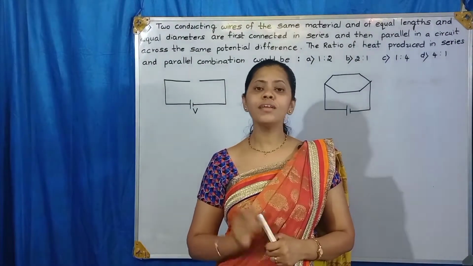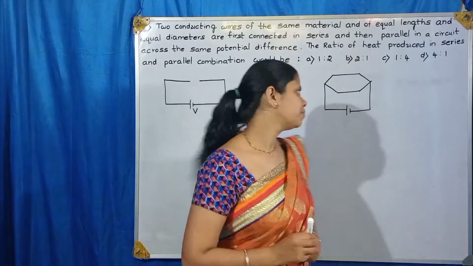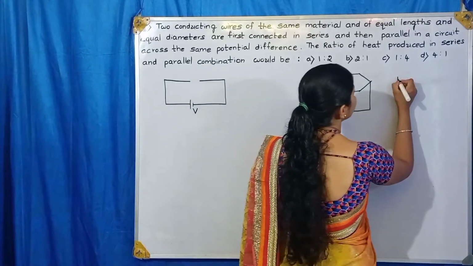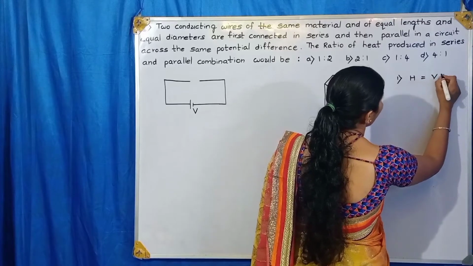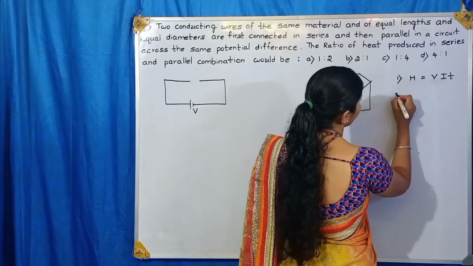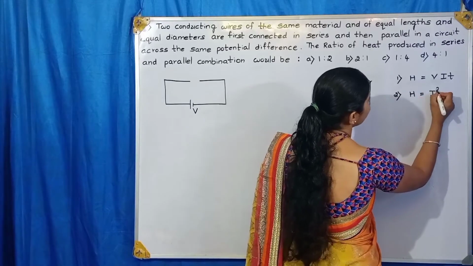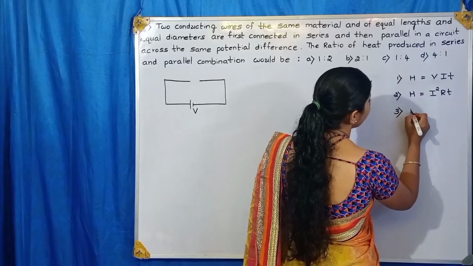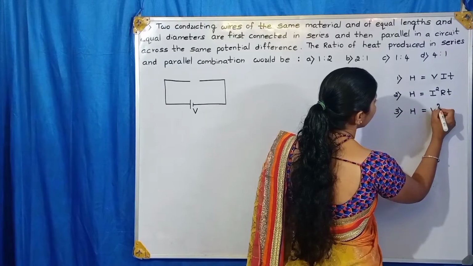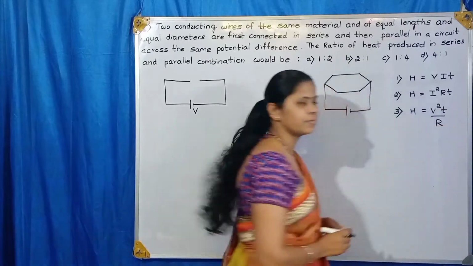And we know that we have three formulas to find out heat production. First one is H is equal to V into I into T. Second one is H is equal to I square RT. And the third one is H is equal to V square T divided by R.